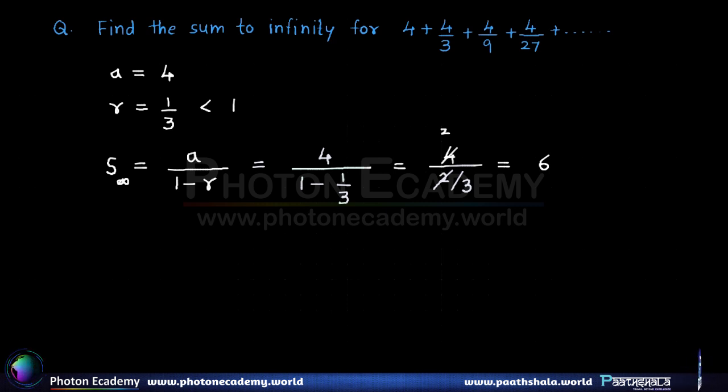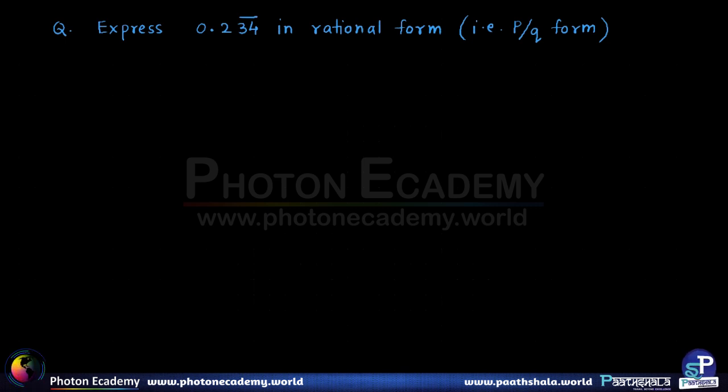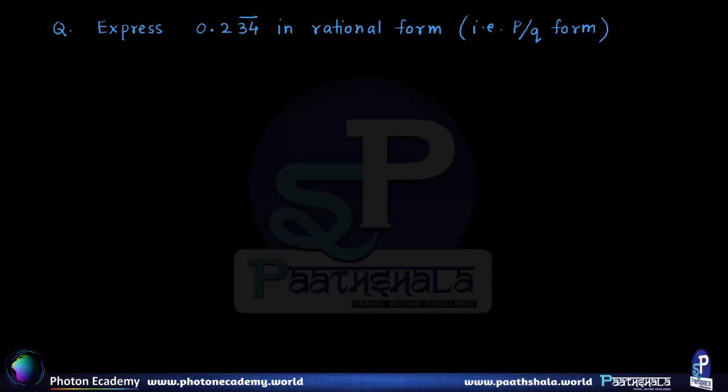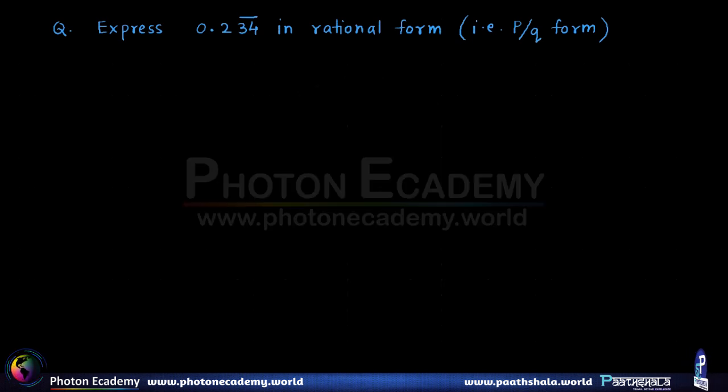Let's go ahead and see one more question. Express this decimal number, which is 0.2, where 34 is the recurring part. So 34 will keep on occurring forever. We have to express this number in rational form. That is, we know that a rational number is a number which can be written in p by q form, where p and q are both integers, where q is not 0, and p and q are relatively prime, that is, there is no common factor in them.